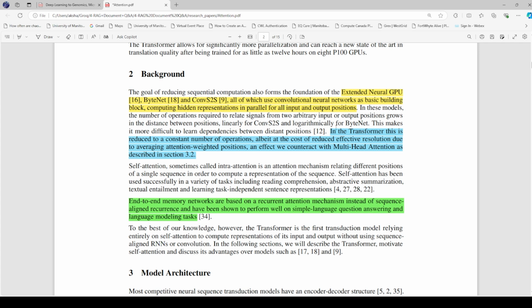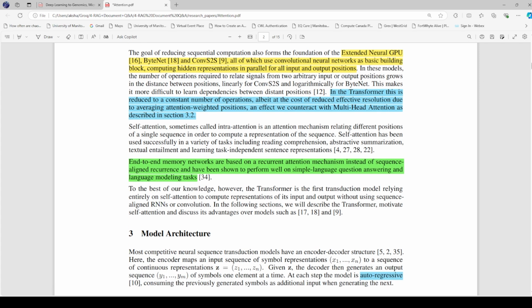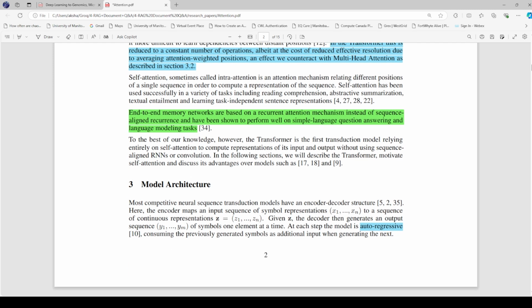But the transformer model that we are going to discuss is going to just get rid of this, and it will have just a constant number of operations between any given input and any given output. And we'll see that. But they say that this is at a cost of reduced effective resolution due to averaging attention-weighted positions. So we'll try to look into this later, but for now this is good. Okay, now let's go down.